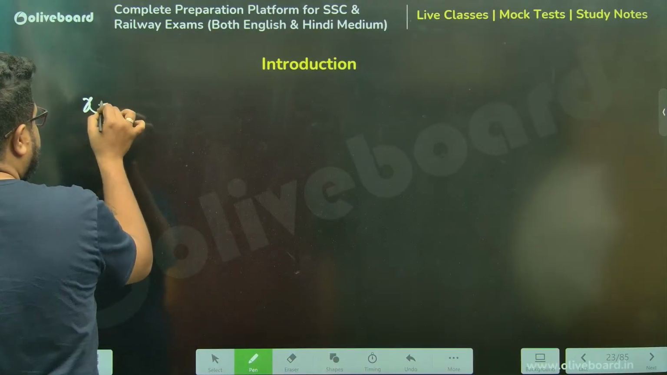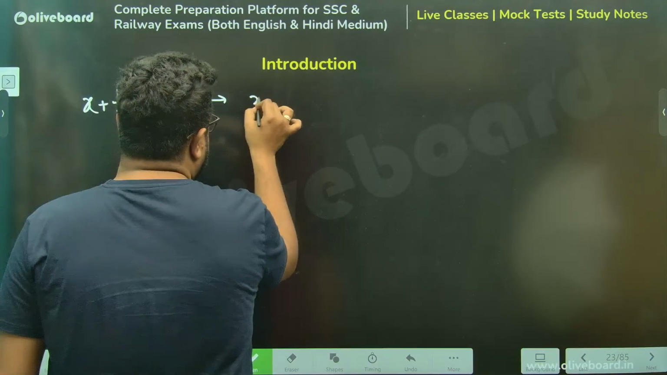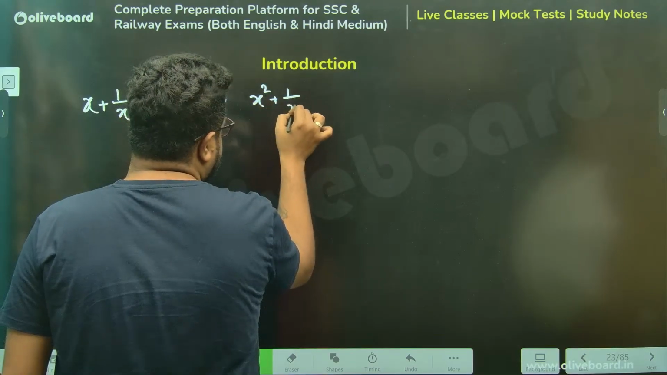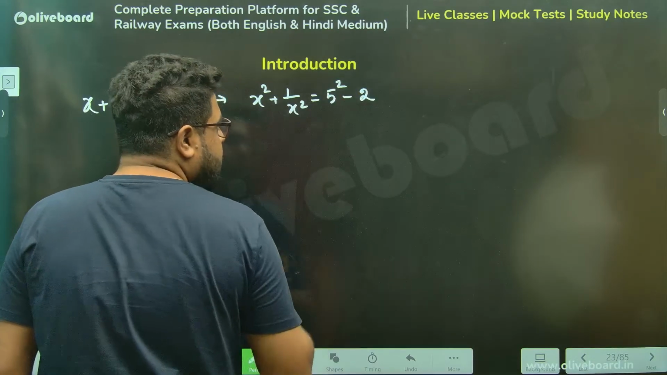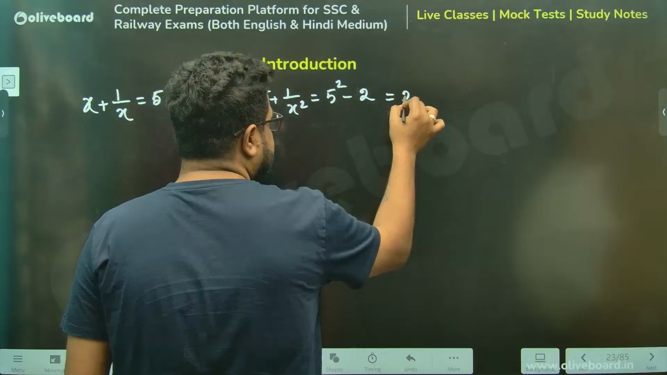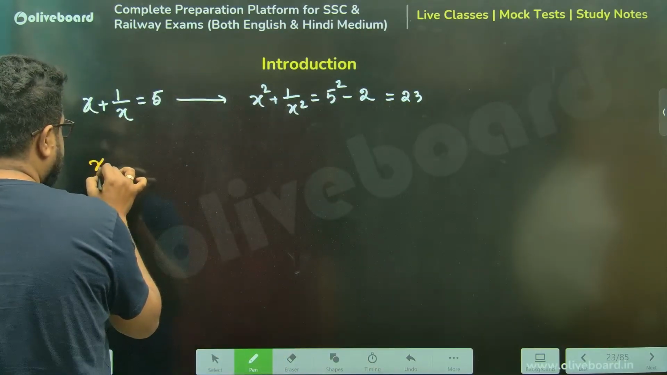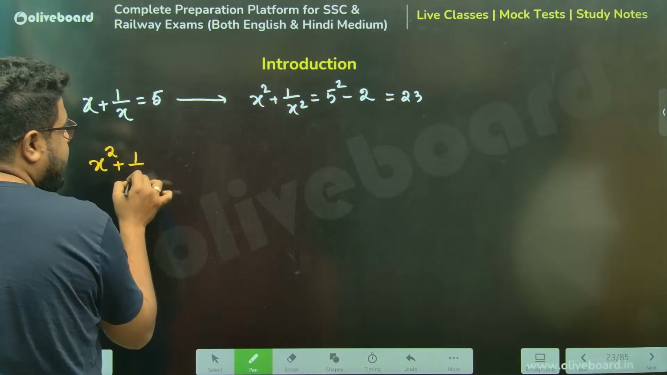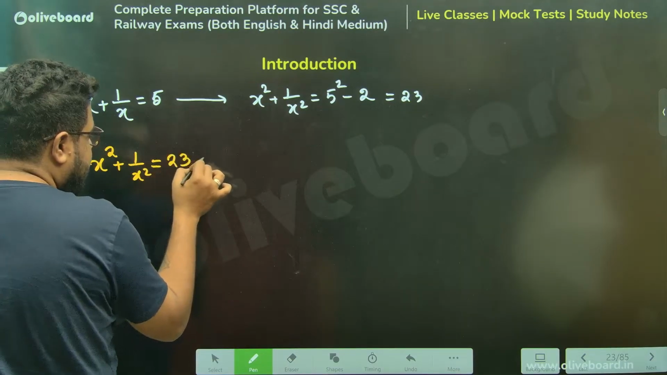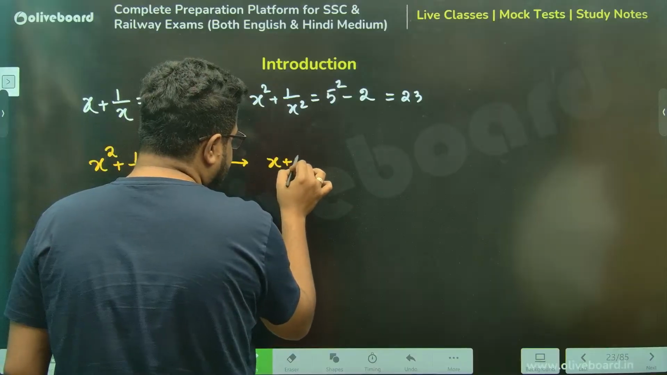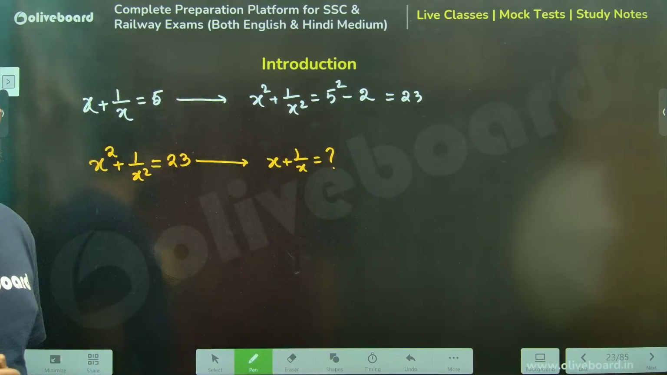Sir, we got x plus 1 by x. If it is 5, sir, so x square plus 1 by x square is 5 square minus 2, sir, which is 23. Now, my question is, if I give you x square plus 1 by x square equal to 23, how can you figure out the value of x plus 1 by x? Meaning if we go in the opposite direction, directly how to find?